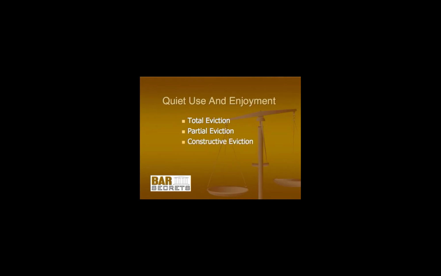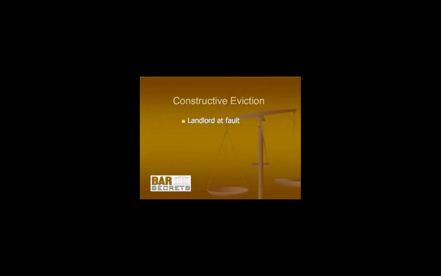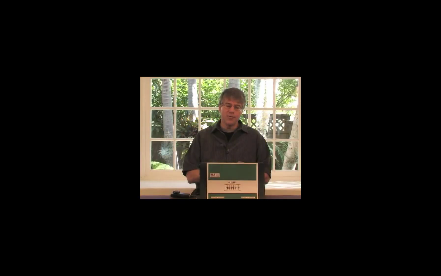And I want you to learn this one by the elements, because on bar exams, typically they will test this one by the element. So if a tenant wants to claim constructive eviction under this covenant of quiet use and enjoyment, the tenant must show the following elements. Number one, the landlord has to be at fault. Number two, there has to be substantial interference with the habitability of the premises.